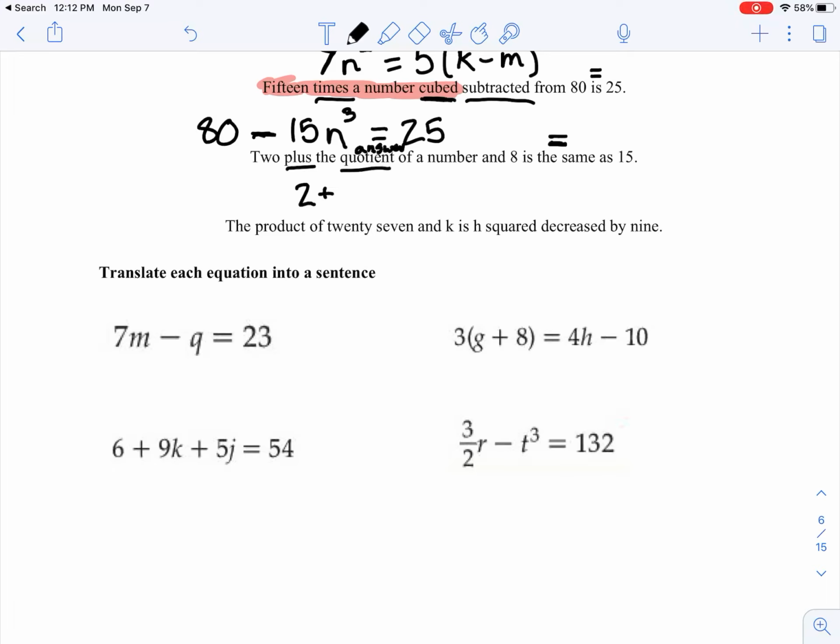2 plus, I'm going to write that first, 2 plus, so now we're adding the answer of a division problem. Now with division, we know that it's going to come before addition anyway, because of PEMDAS, right? So we really don't need parentheses to say do the division before you do the addition, because that's just part of the rules. So let's do the division: quotient of a number, n, divided by 8. I put the n on top because it came first. 8 was on the bottom because it came second. Is the same as 15. And that's the answer for that one.